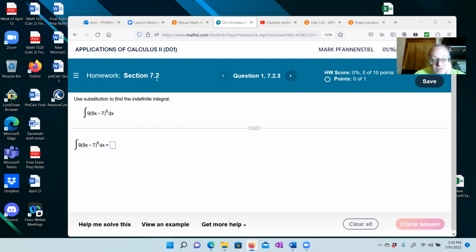These kinds of problems, the ones that you find in 7.2, are going to be invaluable in helping you get through the class. Okay, at least the first third of it.